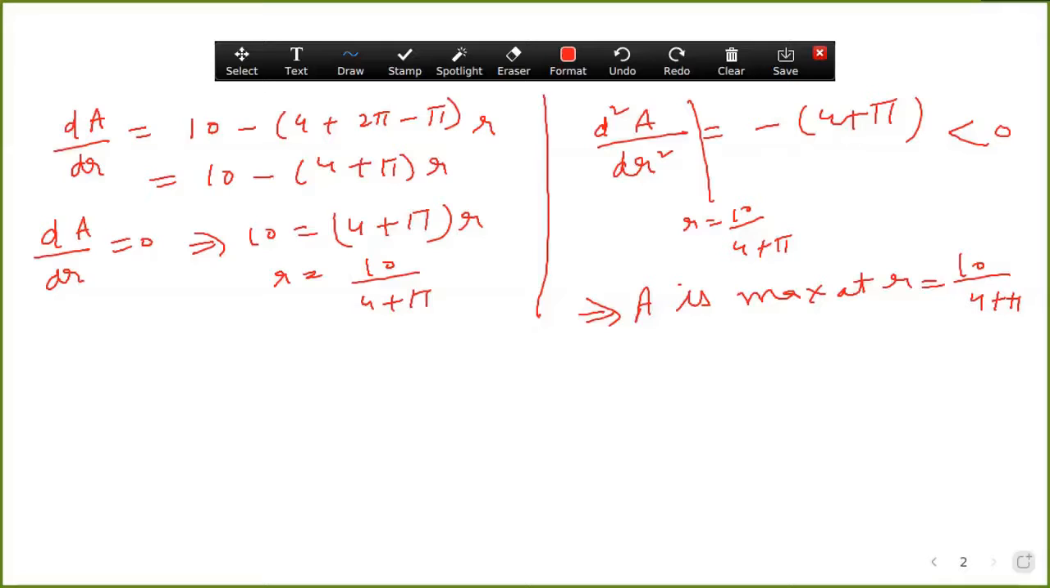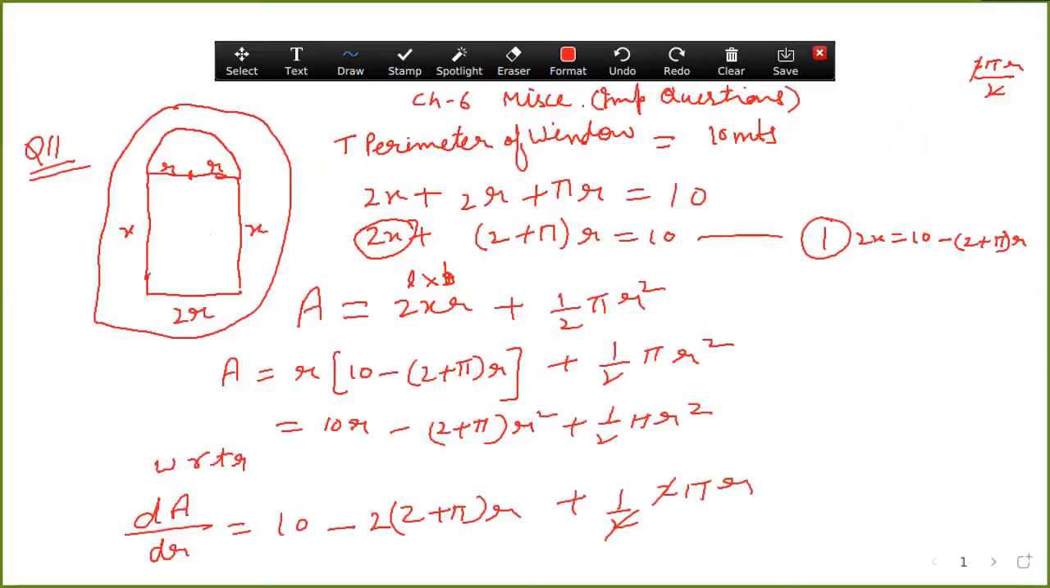The value of x and now a value of 2r. Value of x, first we have to find out where we have to put to get the value of x. Let's see on the previous page. The value of x can be calculated when you put here x is equal to 10 minus 2 plus pi into r upon 2. From here you can get the value of x.